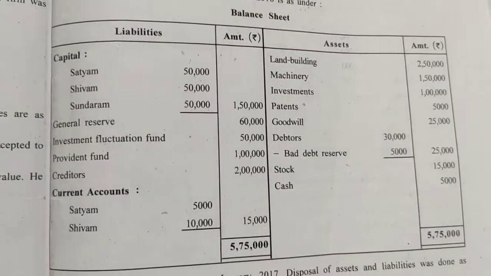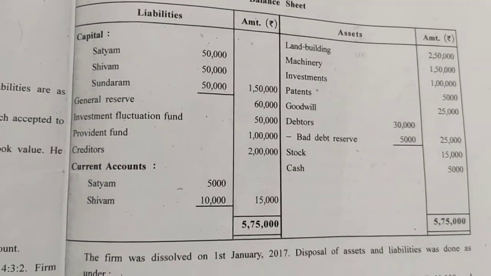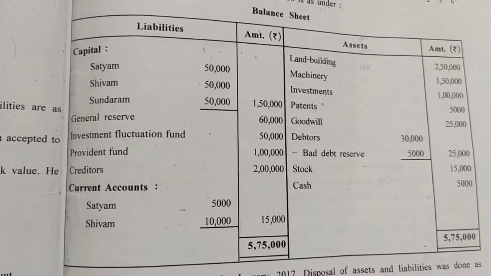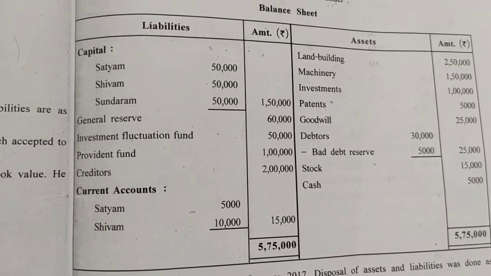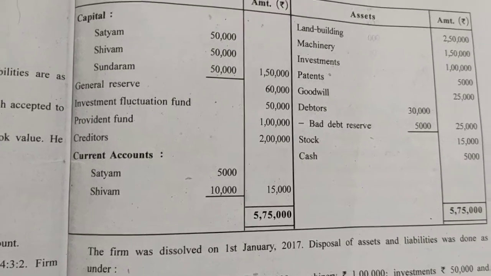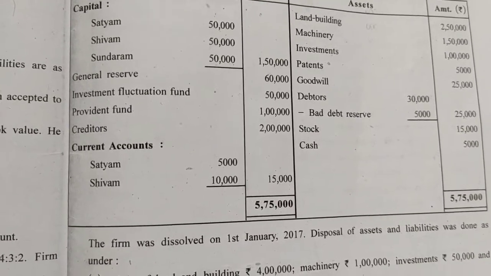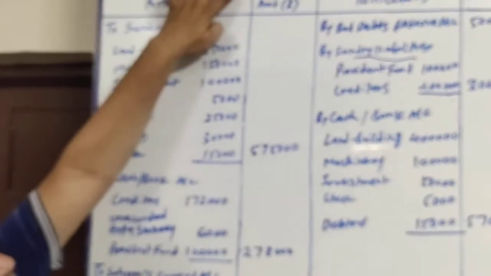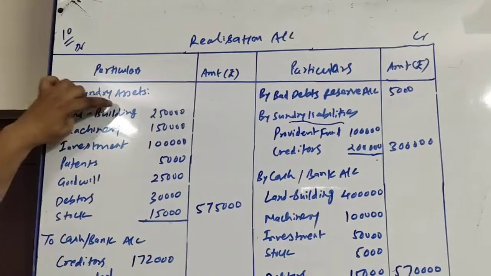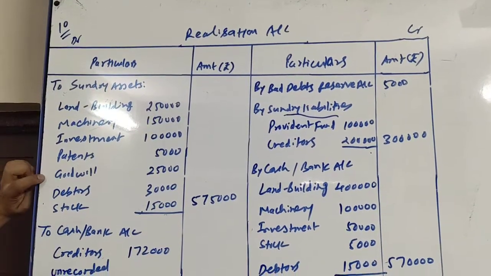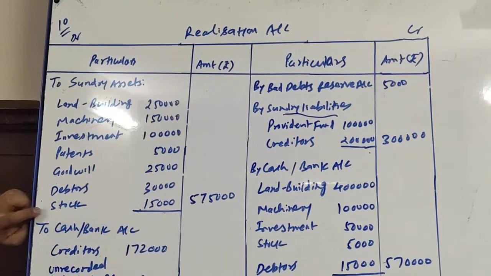Next, the asset side we will take now. Liability side is over already. Land building, machinery, investment, patents, goodwill and stock. All these are assets and we will be closing them and transferring them to the realization account. The entry will be realization account debit to sundry assets account. So here it is, at the debit side of realization account, to sundry assets: land building, machinery, investment, patents, goodwill, debtors and stock.